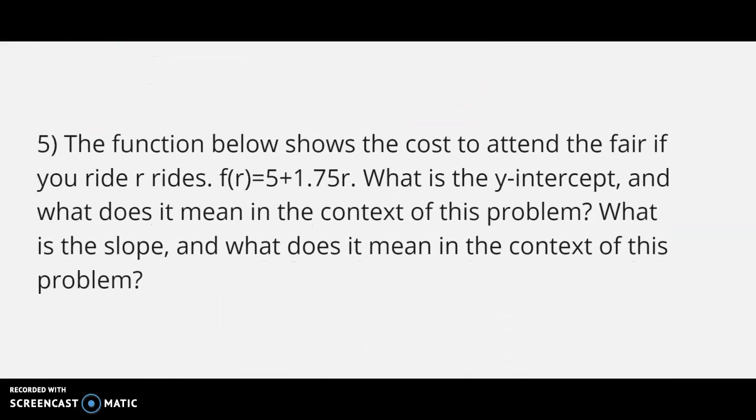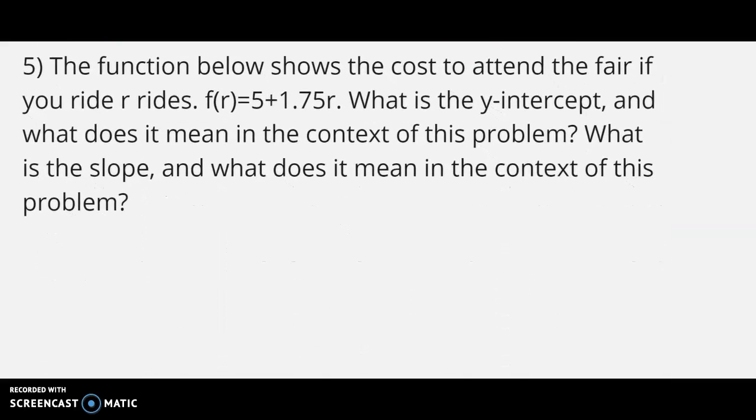Alright, now we're going to turn our attention to the story problems and interpreting the idea of slope and y-intercepts and what that means in the context of a problem. So the function below shows the cost to attend the fair if you ride R rides. F of R equals 5 plus 1.75 R. What is the y-intercept? What does it mean in the context of the problem? What is the slope? What does it mean in the context of the problem?